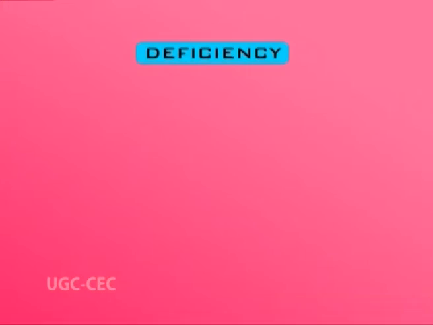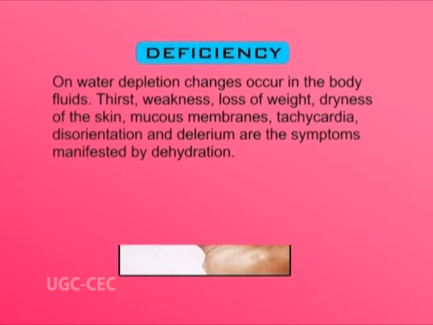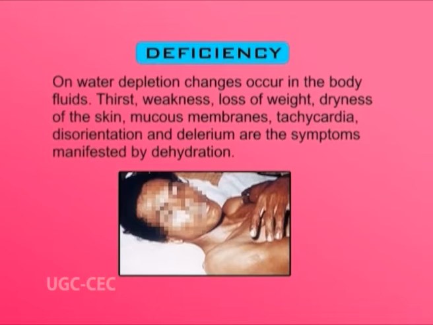The body normally maintains a water balance precisely. That is, the amount of water ingested is equal to the water excreted or lost from the body. Water depletion occurs when water loss is not met by water intake. On water depletion, changes occur in the body fluids. Thirst, weakness, loss of weight, dryness of the skin and mucous membrane, tachycardia, and disorientation or delirium are the symptoms manifested by dehydration. If not corrected, coma and death occur.